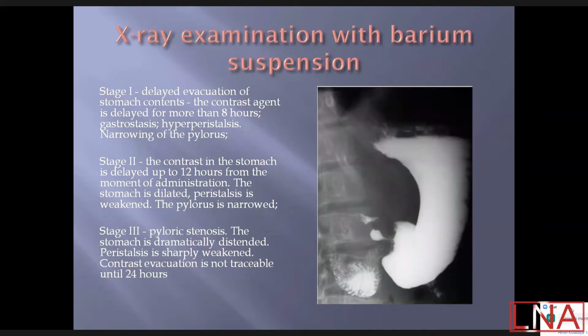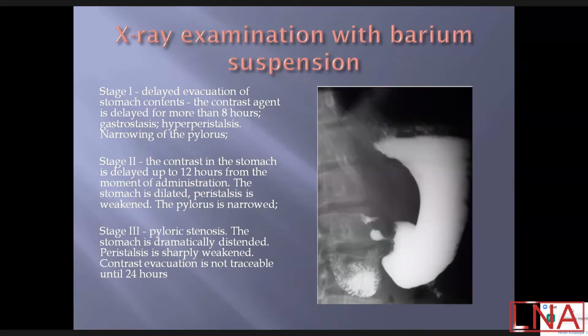So, stage 1: delayed evacuation of stomach content; contrast is delayed for more than 8 hours. Gastrostasis, peristalsis, narrowing of the pylorus. Stage 2: the contrast in the stomach is delayed up to 12 hours from the moment of administration. The stomach is enlarged, peristalsis is weakened, the pylorus is narrowed.